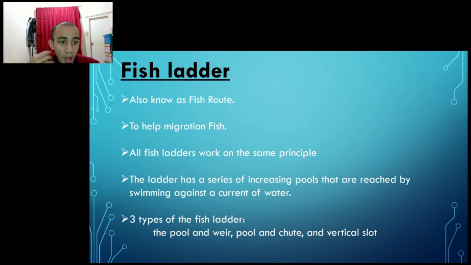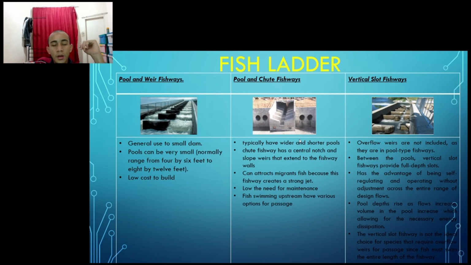Number 3, all fish ladders work on the same principle, which is that the ladder has a series of increasing pools reached by swimming against the currents of water. There are 3 types of fish ladder: the pool and weir, the pool and chute, and the vertical slot. So about fish ladders, you can see there are 3 pictures of the different types.